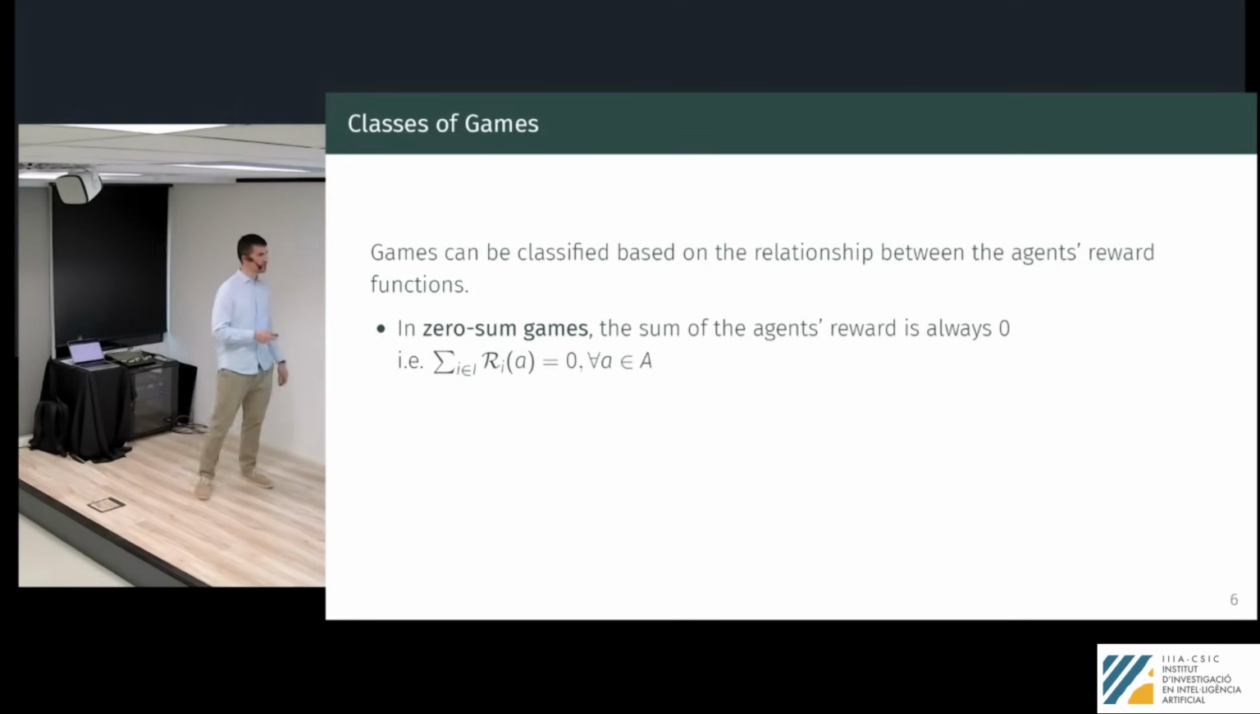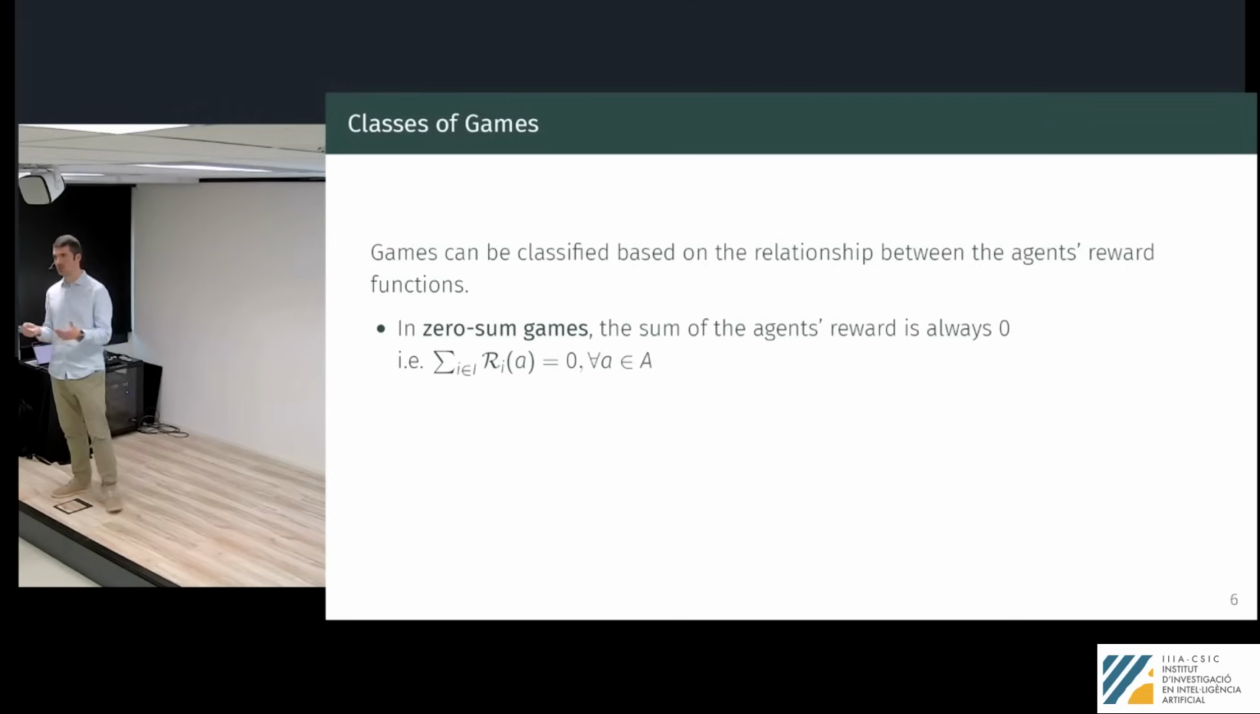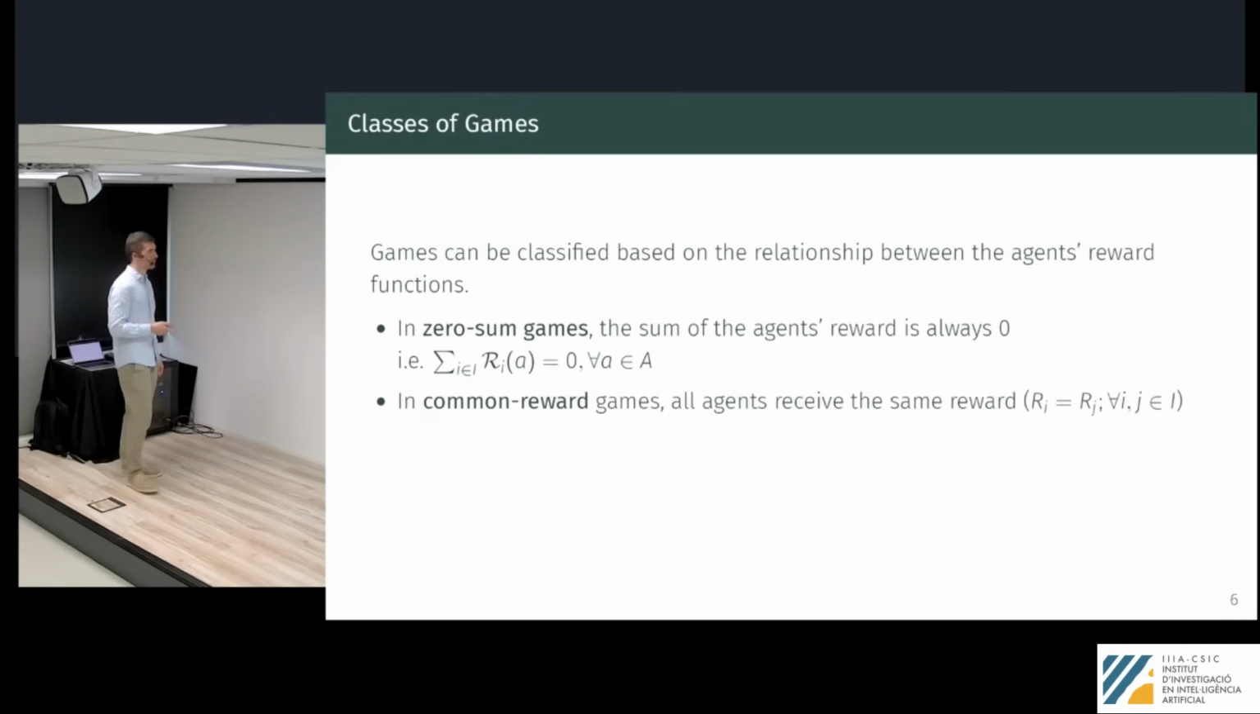Okay, zero-sum games. What's an example? An example is rock, paper, scissors. If I win, you lose. If you win, I lose. And if there's a draw, then we have the same, which is also zero. Another example is chess. These kinds of win-lose games are typically zero-sum games.